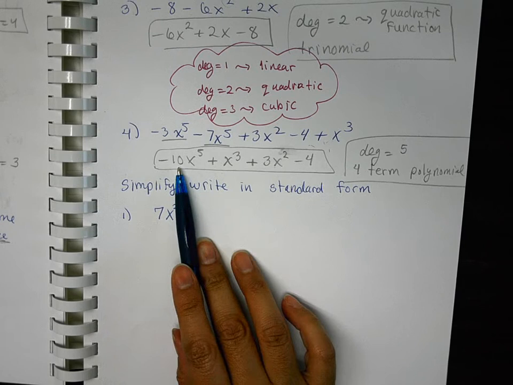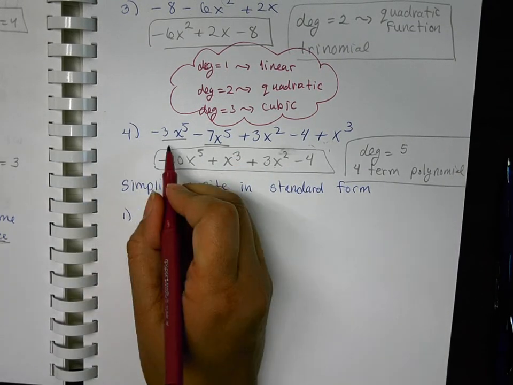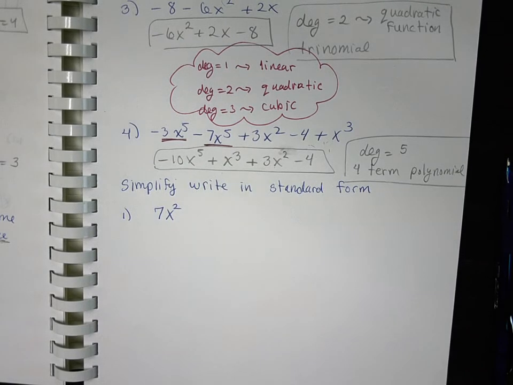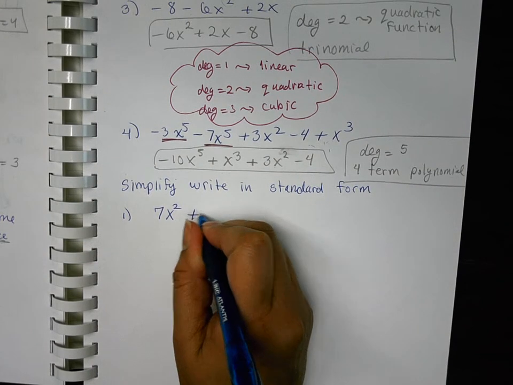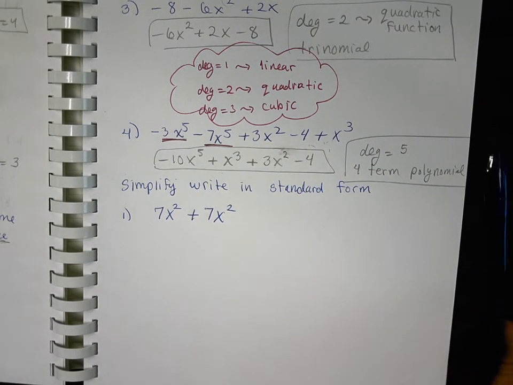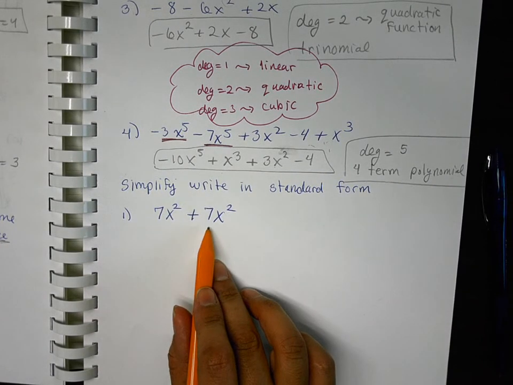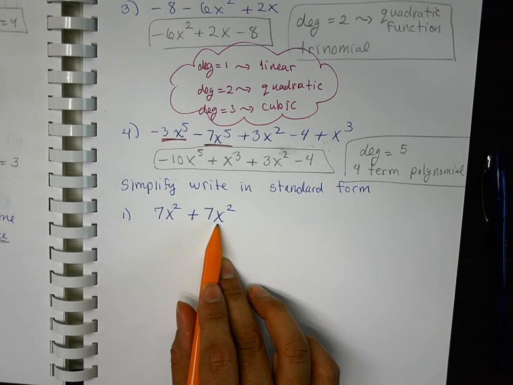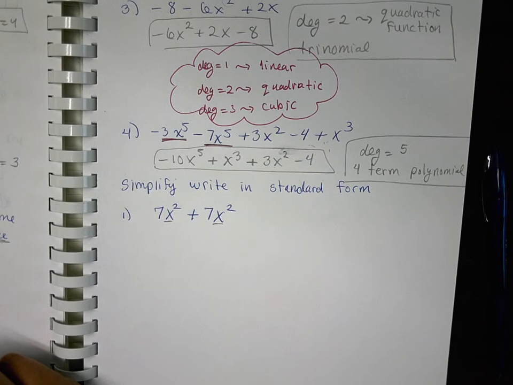1, 2, 3, 4. Once I added these two terms, okay. 7x squared plus 7x squared. Are they like terms? Yeah. Now, are they like terms because they both have the 7s in the front? No. Or are they like terms because they're both x squareds? It's the x squareds that make them like terms. The coefficients do not have to be the same. So what's 7x squared plus 7x squared?